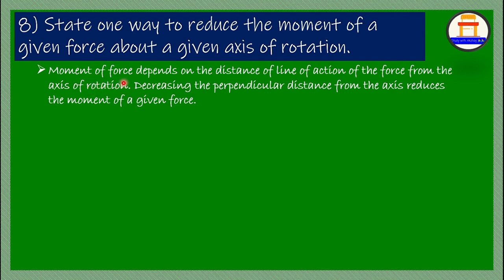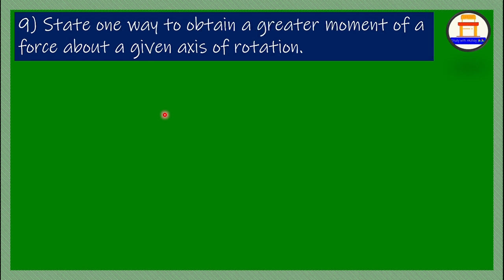Moment of force depends upon the distance of line of action of force from the axis of rotation. Then you can say decreasing the perpendicular distance from the axis reduces the moment of force for the given force. This gives you the complete marks, and there you are explaining it in detail. Right. Let's move ahead further.